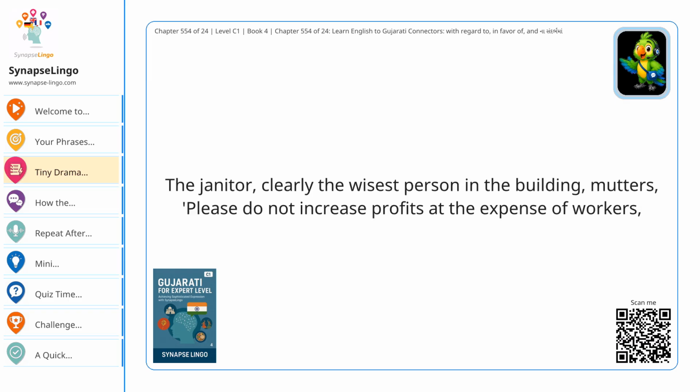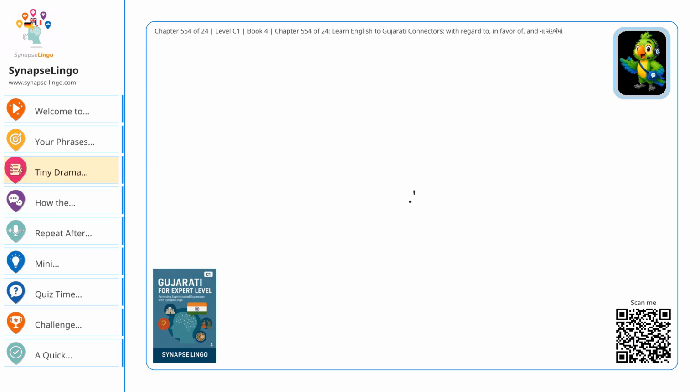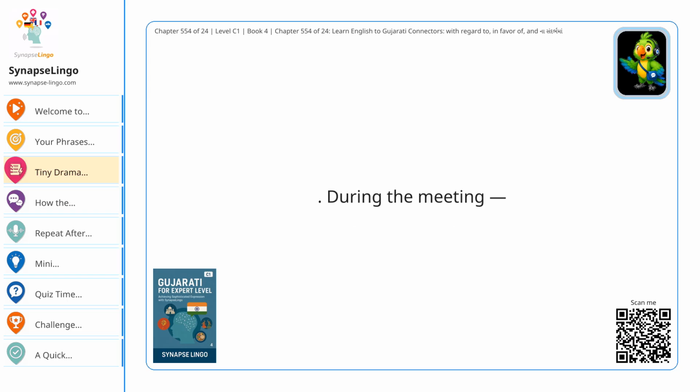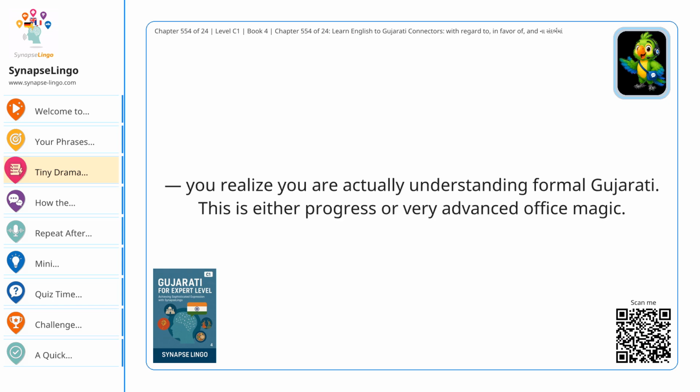The janitor, clearly the wisest person in the building, mutters, please do not increase profits at the expense of workers, કામદારોના ખર્ચે. Everyone nods, even the stapler. Finally, the committee votes in favor of the proposal, પ્રસ્તાવના પક્ષમાં. During the meeting, મીટિંગ દરમિયાન, you realize you are actually understanding formal Gujarati. This is either progress or very advanced office magic.